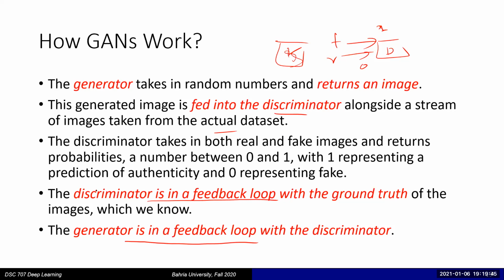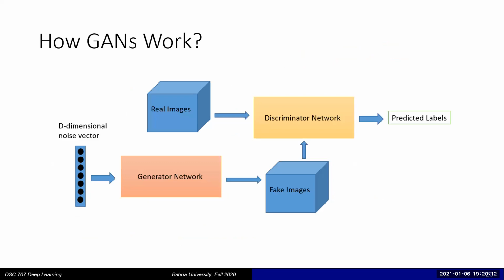Okay, so these two are the key statements which I will explain in the rest of the discussion. The discriminator knows the ground truth because you have to train the discriminator that this is real, this is fake. So you tell it, okay, this was fake, this was real. And the generator has to learn to fool the discriminator to produce very good images. So the generator is connected to the discriminator, so it knows how the discriminator is performing. Let's slowly and gradually go towards how things are working.